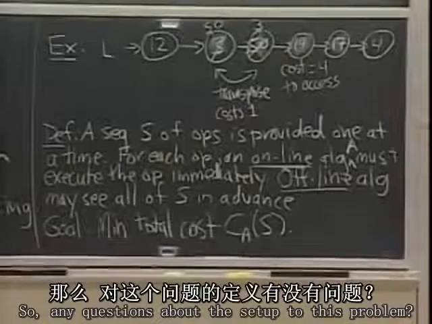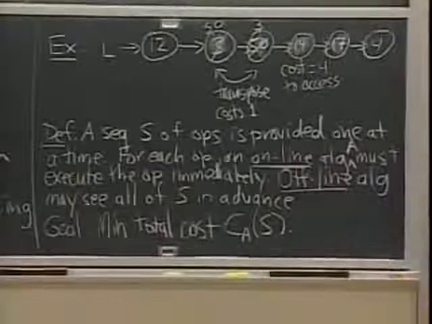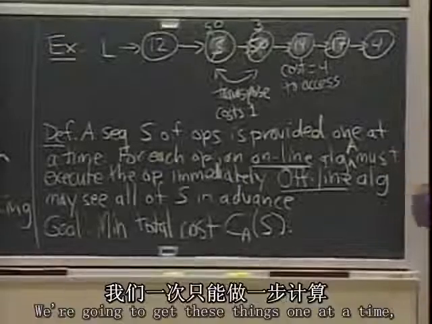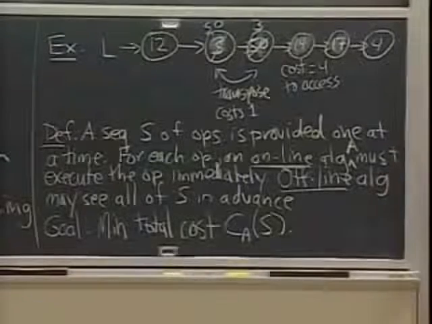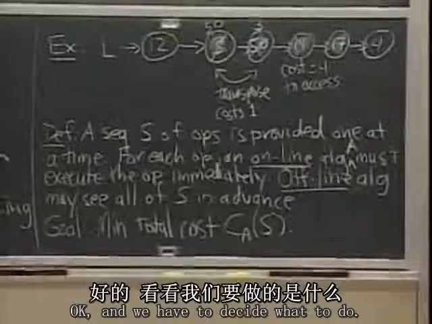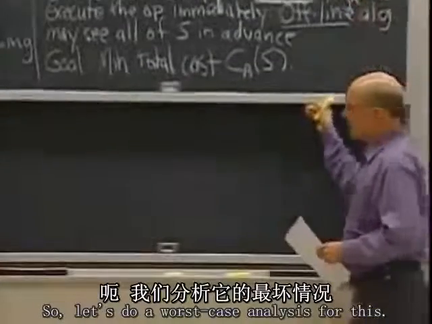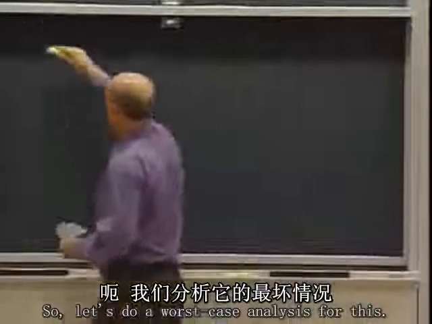So any questions about the setup for this problem? So we have an online problem. We're going to get these things one at a time, and we have to decide what to do. So let's do a worst case analysis for this.